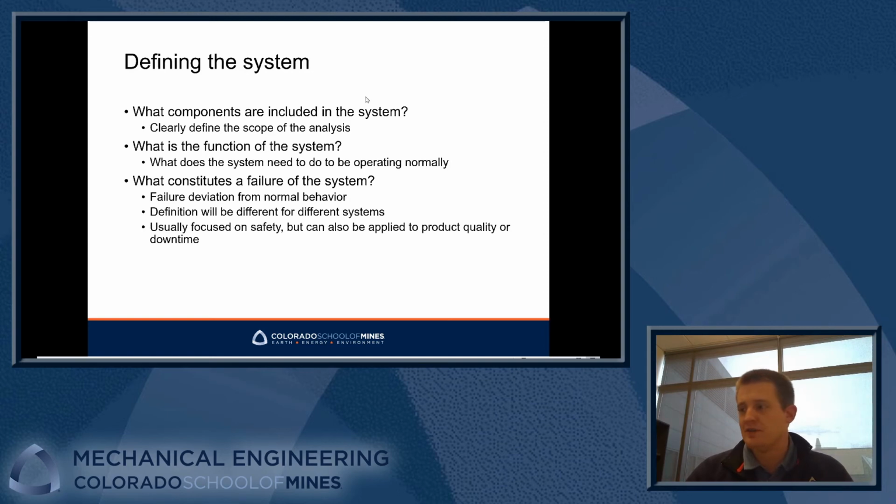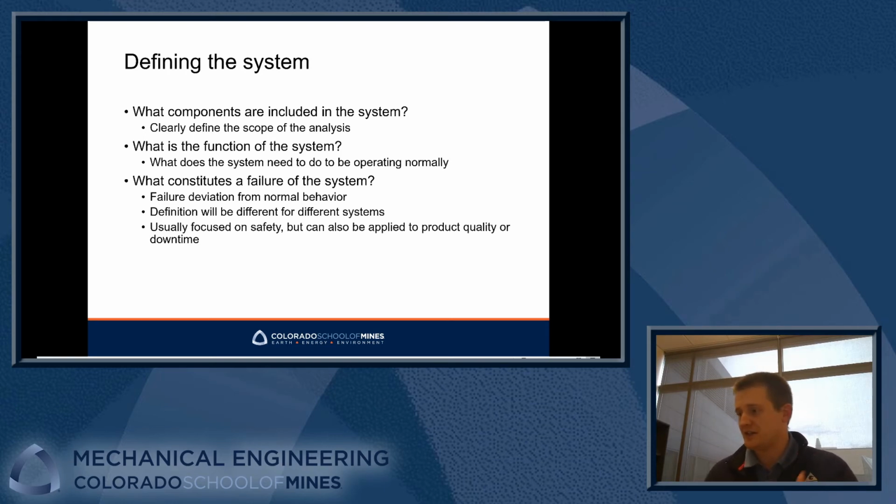Okay. Part of this, we also want to know what is the function of the system, right? So what does the system need to be doing to be considered operating normally, right? And remember, we want to define what a failure is, and to define what a failure is, we need to know what's normal operation. So think about the function of your design. What is it supposed to do? And then if it stops doing that, you can consider that a failure.